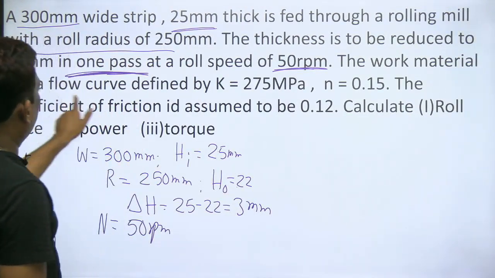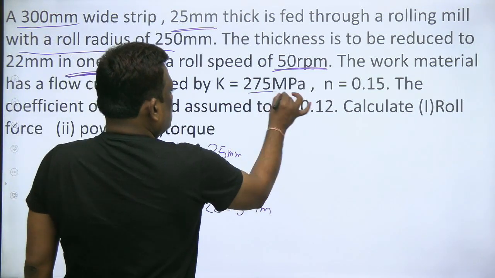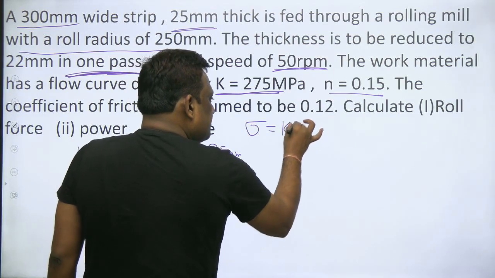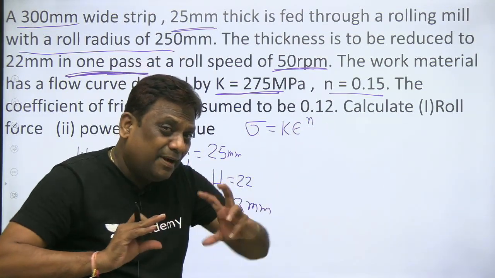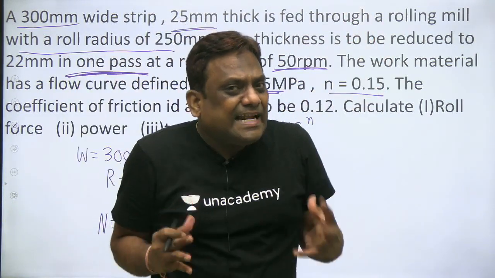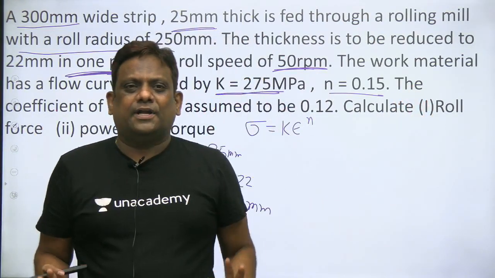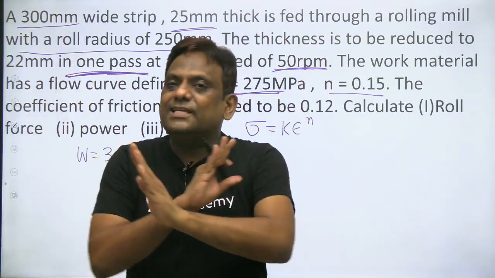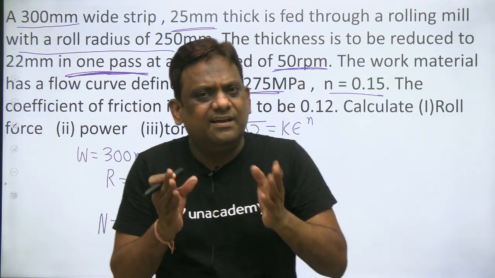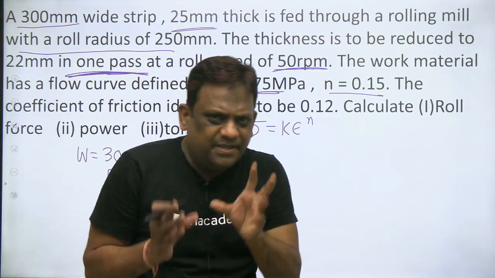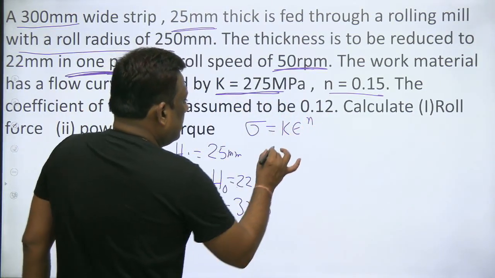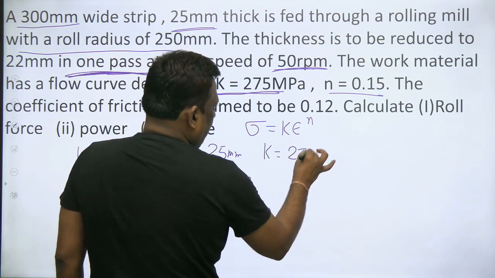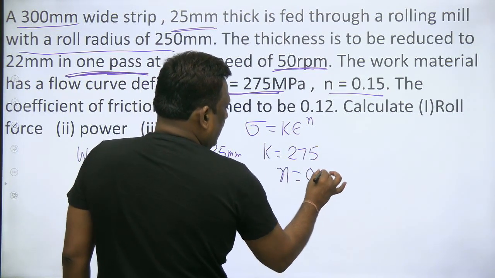And the flow curve is given. K is 275, and sigma is K epsilon to the power n. See the link between the first class and this class. That's why linkage is very important. But unfortunately, most students see rolling separately. These are all linked classes. If you see them in bits and pieces, you don't understand. So this is sigma again. K is 275 and n is given as 0.15.